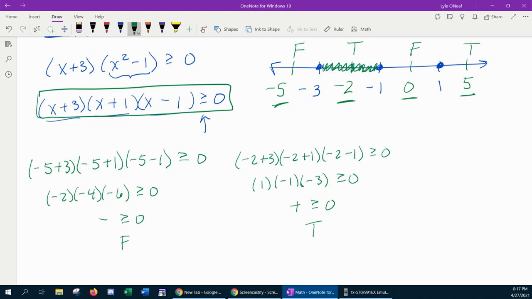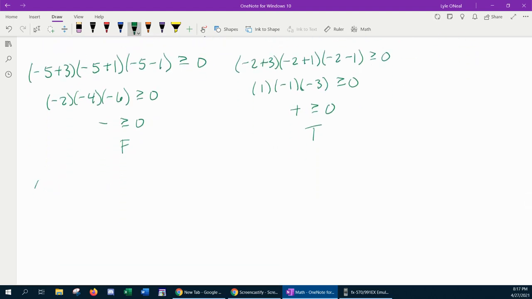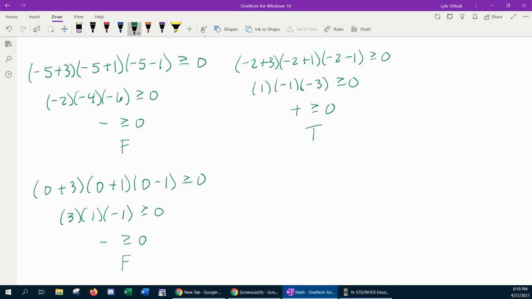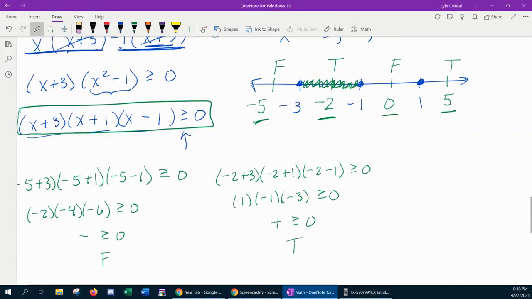Now we need to test 0. 0 plus 3, 0 plus 1, 0 minus 1. Is that greater than or equal to 0? Well, that's going to be 3 times 1 times negative 1. Positive times a negative is a negative overall. Negative numbers are not greater than or equal to 0, and so that false is verified.